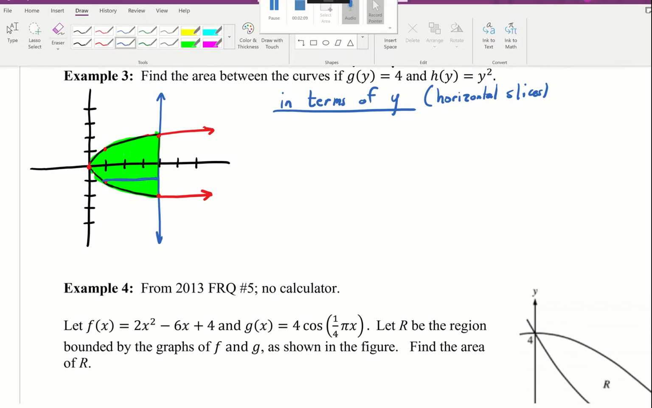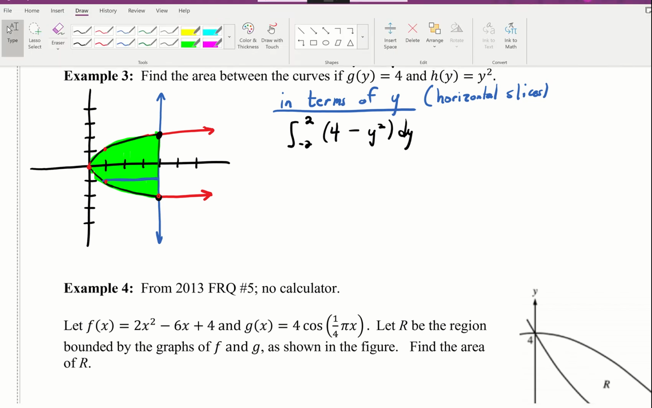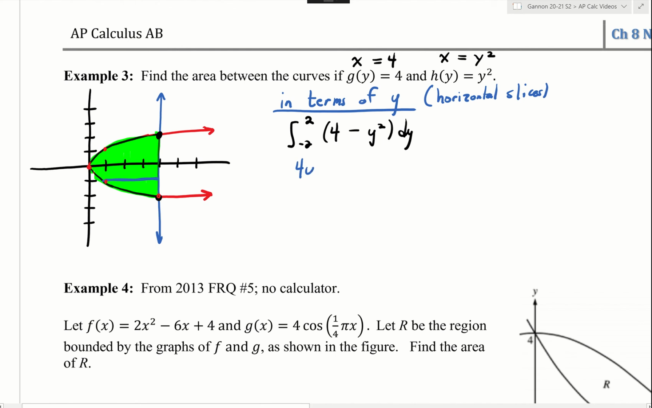So when we set it up, everything has to be in terms of y. So our integral is going to go from the lowest point to the highest point, which is -2 to 2. Our function that's to the right, because again, it's right minus left, is 4 minus y squared. And we're going to integrate that in terms of y. Again, we don't need a calculator for this, so let's just go ahead and do the integration. Integral of 4 is going to be 4y minus 1/3 y cubed, and we're evaluating that from -2 to 2.